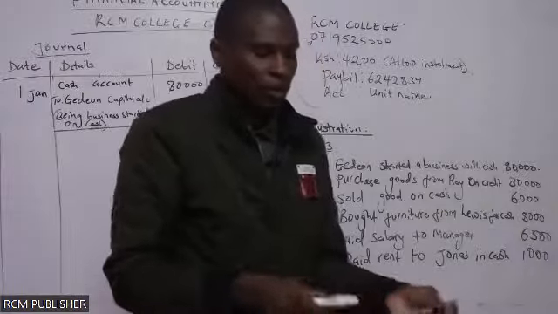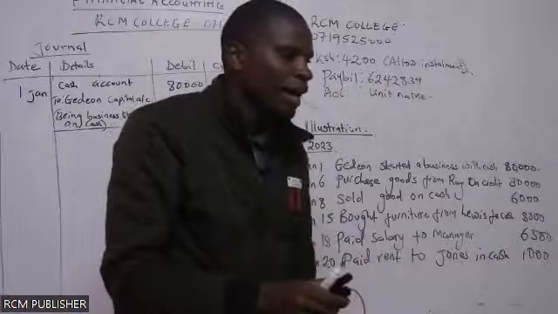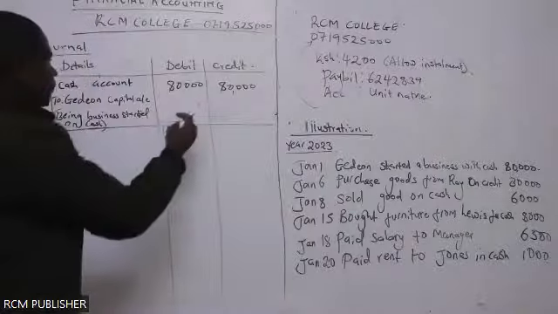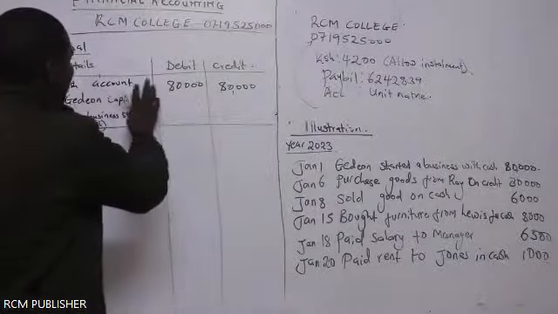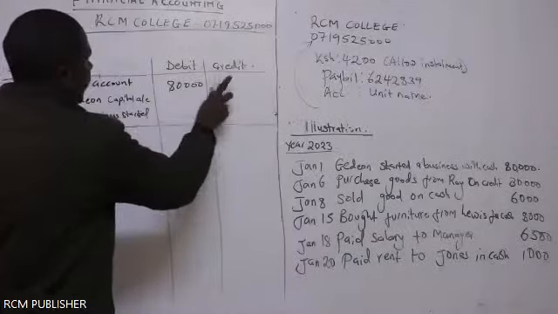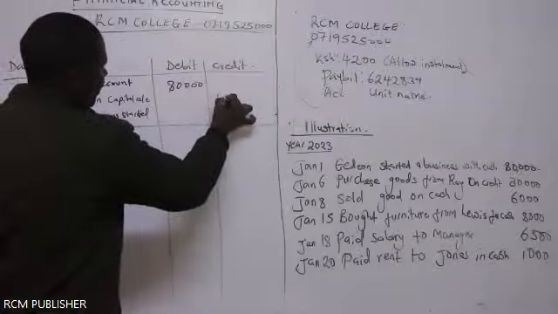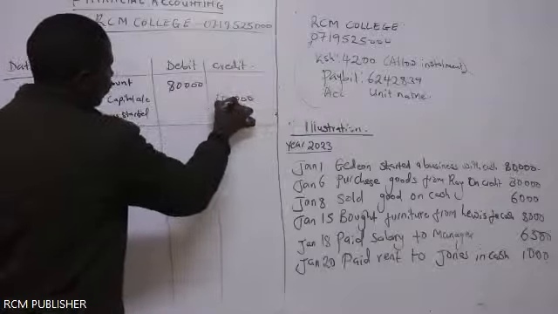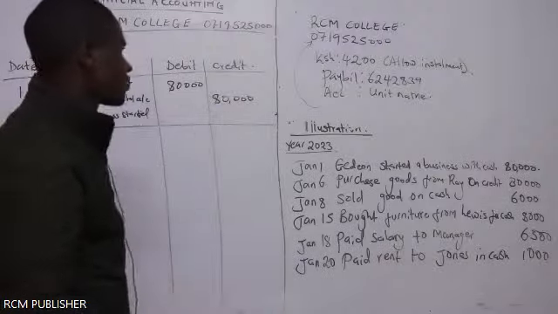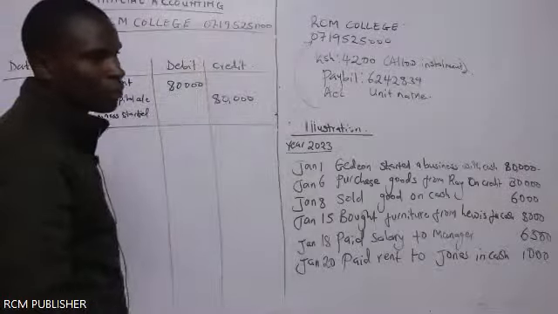So, class, I would like to know whether up to that point we are together. Whereby we have the cash account, you debit with 80,000, then our Gideon capital account, remember we credit. That money has gone out. Already Gideon has used the 80,000 to start the business. That is why we are saying that now the money has gone out.